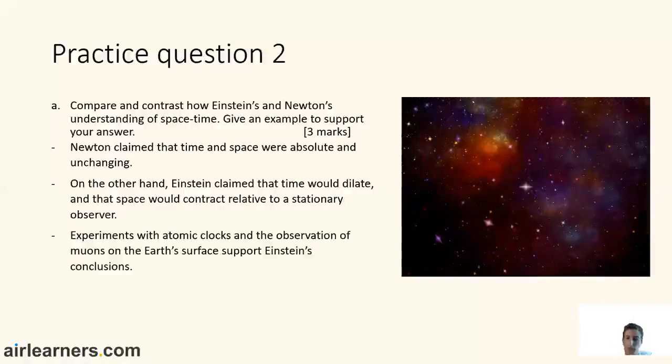And the example, which again is pretty much rewording the previous slide, is that experiments with atomic clocks and the observation of muons on Earth's surface support Einstein's conclusions. You don't need to add anything else to this. It's only 3 marks, so you should have about 3 valid points. So you'd have 1 mark for each of those dot points. And a little caption there: space and time are one entity under Einstein's understanding.